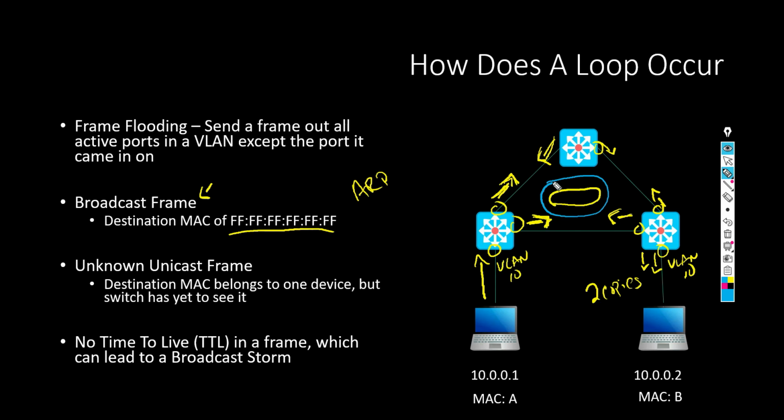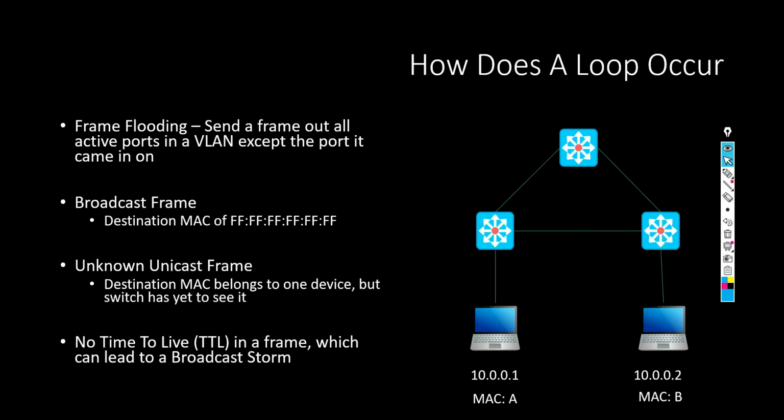Okay, the other type of frame that you can see that could potentially loop, you're not going to see this a lot, but it could potentially cause a loop, is going to be an unknown unicast frame. This is where the destination MAC address belongs to a specific device, but the switch hasn't seen it yet. It hasn't learned that MAC address, so it doesn't know where to send it. So instead of dropping the frame, he floods it.